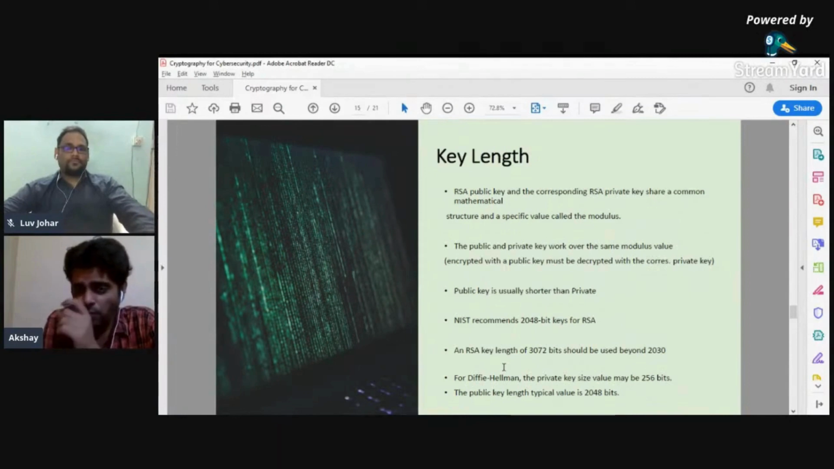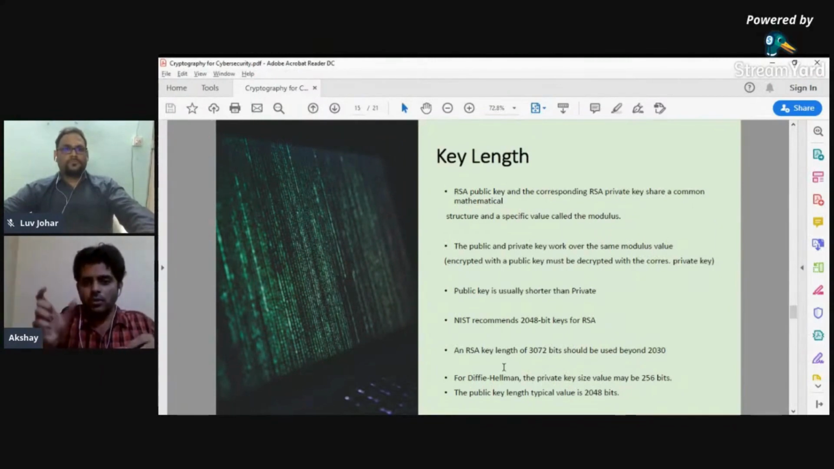What you need to understand as a practitioner, or somebody who wants to know about key lengths, is that the RSA public key and the corresponding private key share a common mathematical structure and a specific value called the modulus. Since both the public and private key work over the same modulus value, then diving a little deeper, the strength of the modulus value is what determines the key length of the public and private key. This is the determining factor.